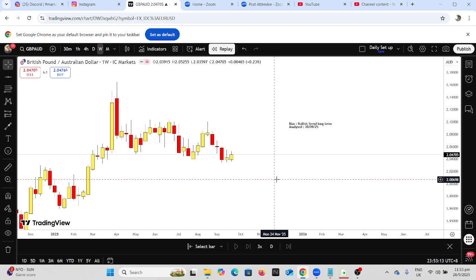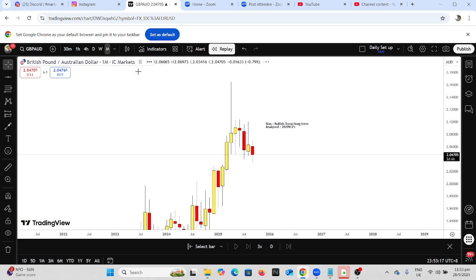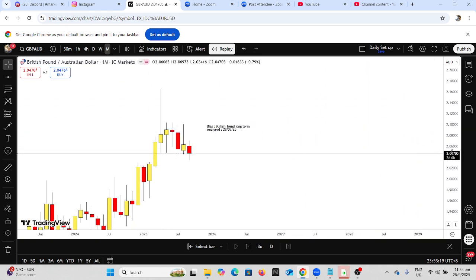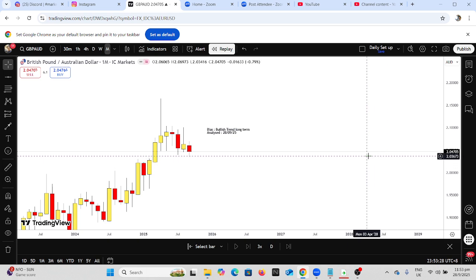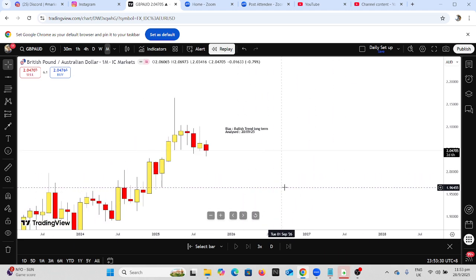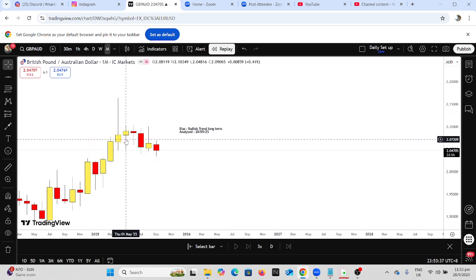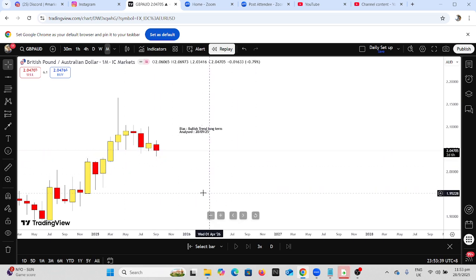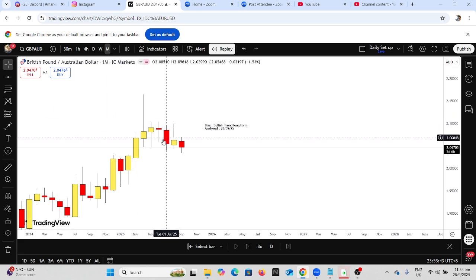For the pair, I'm going to begin with the monthly and see what kind of candlestick structure, candlestick formation, supply and demand, and what levels I find important. So based on candlestick structure, it's a bit too close to call for an inside bar.